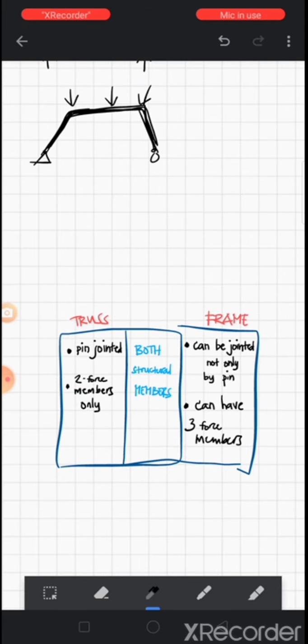So that's it. And as you can see, your picture can be put in a picture frame, not in a picture truss.